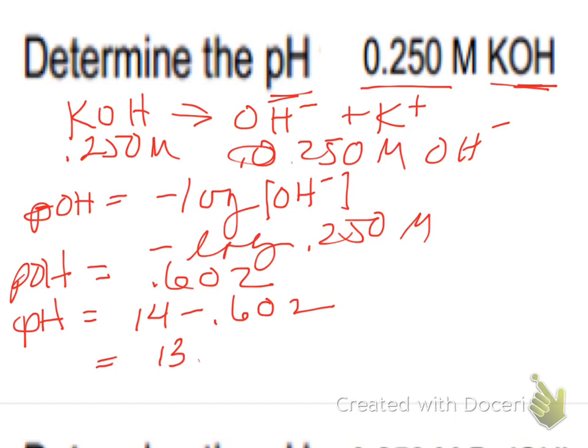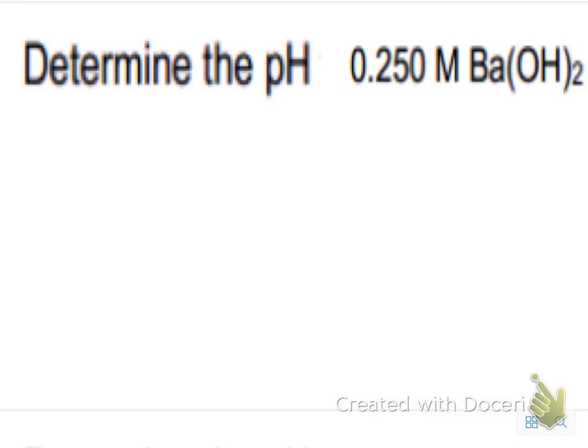So my pH is simply going to be 14 minus the pOH, which is 0.602, so that's going to be 13.398. And that number makes sense. First of all, there's 3 sig figs in my concentration, so there's going to be 3 in my mantissa with my pH. This number makes sense because I have a strong base, so the pH is going to be very, very high, close to 14.